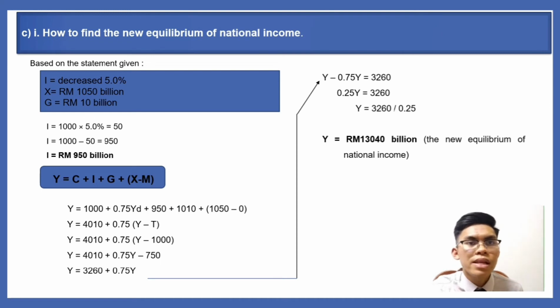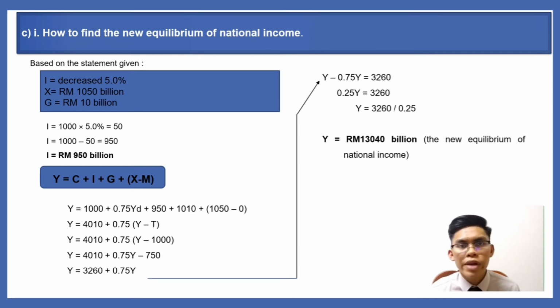The export is 1050 billion, and the government also spent as much as 10 billion for the Prihatin Rakyat Economic Stimulus Package to boost economic recovery. So the 1000 billion, the amount before, needs to add 10 billion. So we will get 1010 billion. After that, we just apply it to the formula, which is Y equal to C plus I plus G plus X minus M.